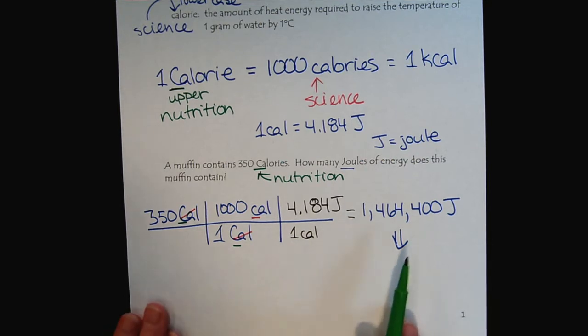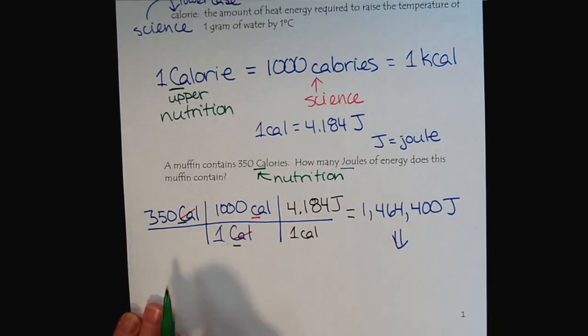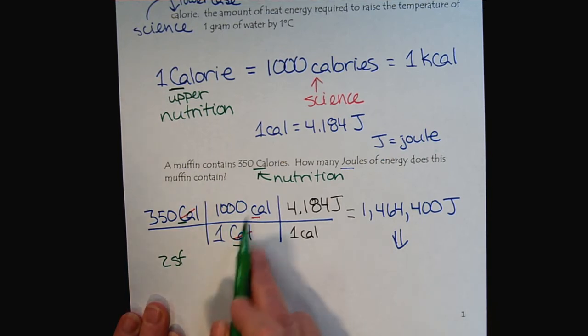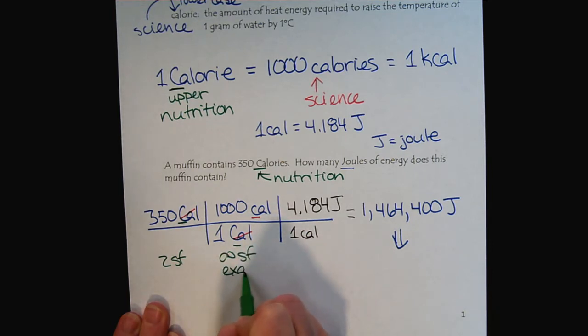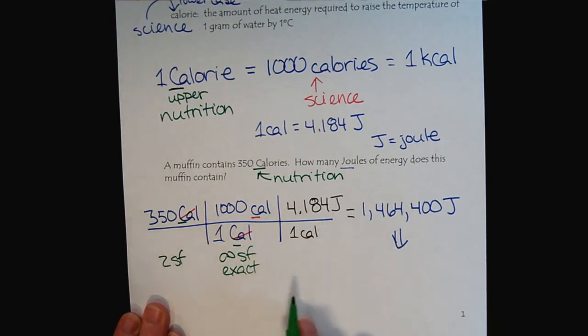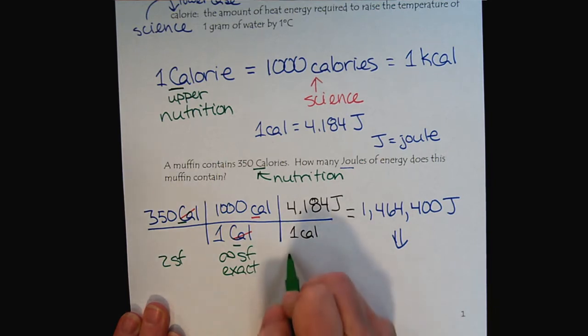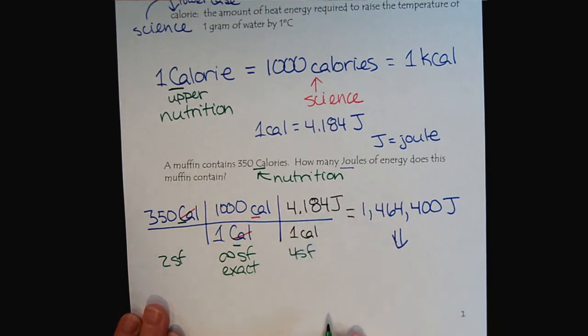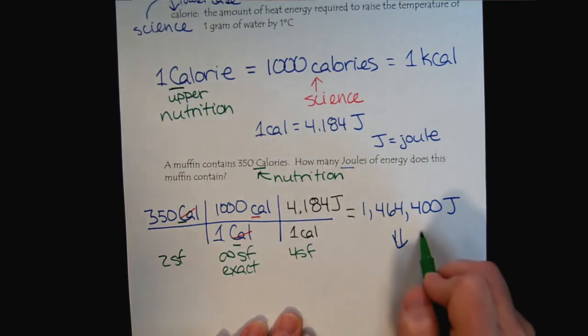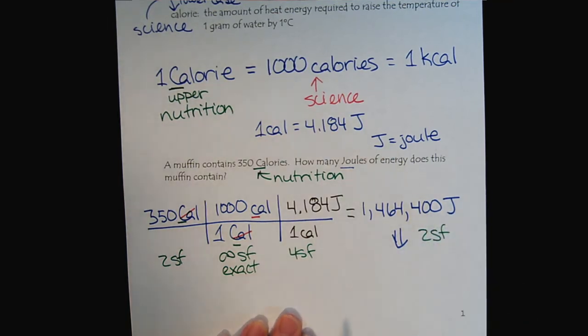So what should we report here, right? We have 2 sig figs in our label of our muffin. This is a defined conversion, infinite sig figs, right? It's exact. And then we have a unit conversion between calories and joules, 4 sig figs. So in reporting this final answer, we would only want to report 2 sig figs.